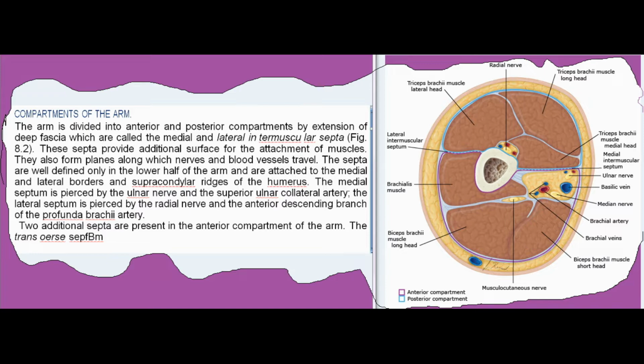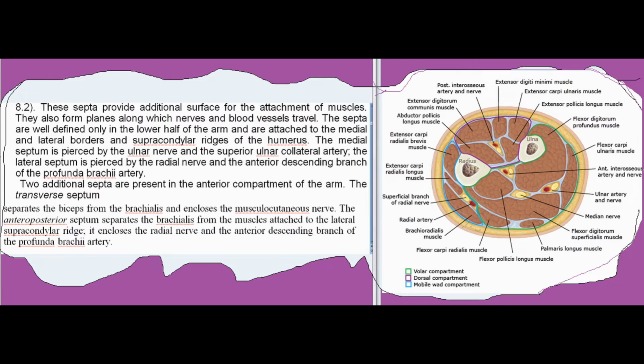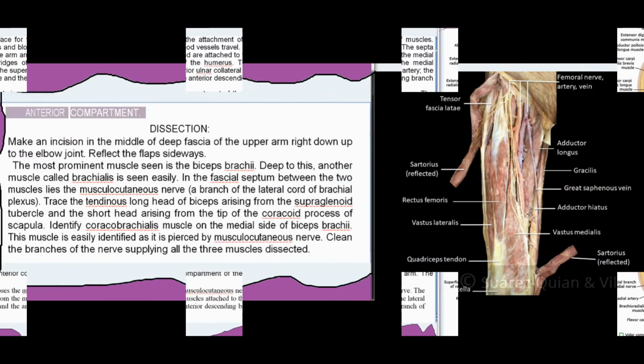Two additional septa are present in the anterior compartment of the arm. The transverse septum separates the biceps from the brachialis and encloses the musculocutaneous nerve. The anteroposterior septum separates the brachialis from the muscles attached to the lateral supracondylar ridge. It encloses the radial nerve and the anterior descending branch of the profunda brachii artery.